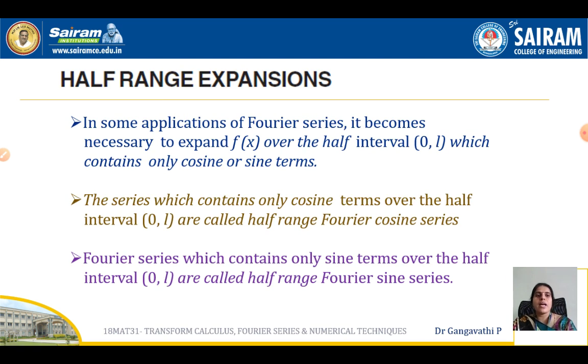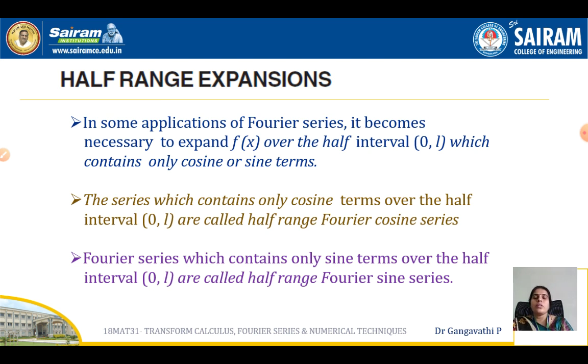So, what is half range Fourier series? Half range Fourier expansions of a function f of x we are going to discuss. Why do we need this? In some applications of the Fourier series, it becomes necessary to expand f of x over half the interval, which contains only cosine or only sine terms. Either cosine terms will be there or only the sine terms will be there.